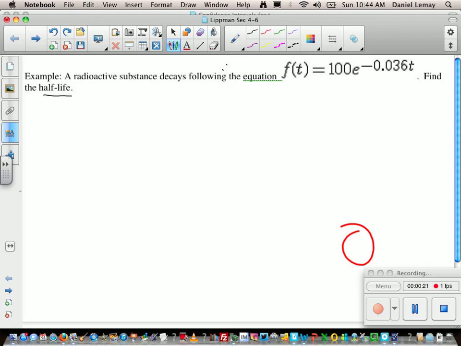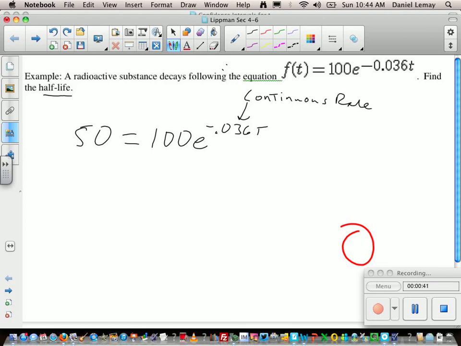So for this, since they gave us this equation, and we're looking for the half-life, if we start with 100% of the material, and it's decaying at this continuous rate, that's the continuous rate. We want to know when there's 50 left. Well, with half-life, I really would like you to learn this shortcut. If I divide both sides by that initial amount, that's 1/2, and that's why it's half-life. We're looking for when there's half left.